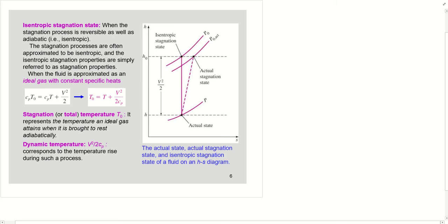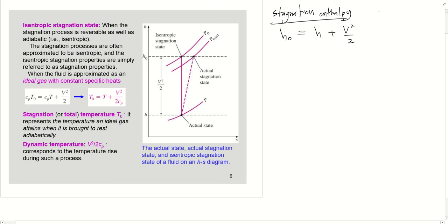Okay, so when the fluid is approximated as an ideal gas with constant specific heat, Cp T0 equals Cp T plus V squared over 2. Basically this equation comes from stagnation enthalpy, h0 equal to h plus V squared over 2, from the previous slide.